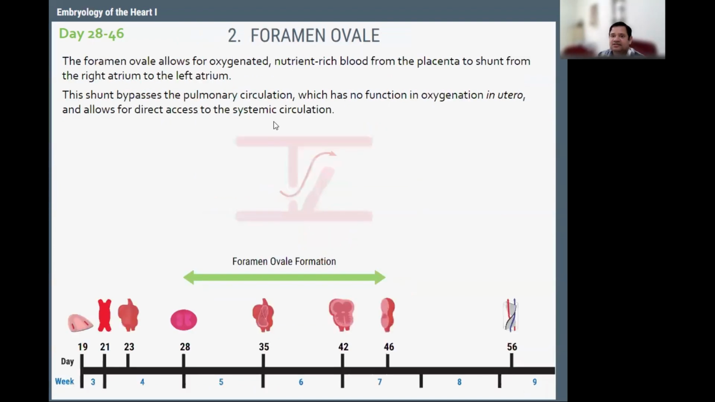Next part. So this is how ultimately the foramen ovale is going to form. Foramen ovale allows oxygenated, nutrient-rich blood from the placenta to pass from the right atrium to the left atrium directly. This shunt bypasses the pulmonary circulation, where there is no function of oxygenation in utero, and allows direct access to the systemic circulation. So this is how the septum primum and septum secundum, along with the secundum and primum foramens, form the foramen ovale. This part is very important because it is not a hole between anything, it is actually a gap which is going to be formed.